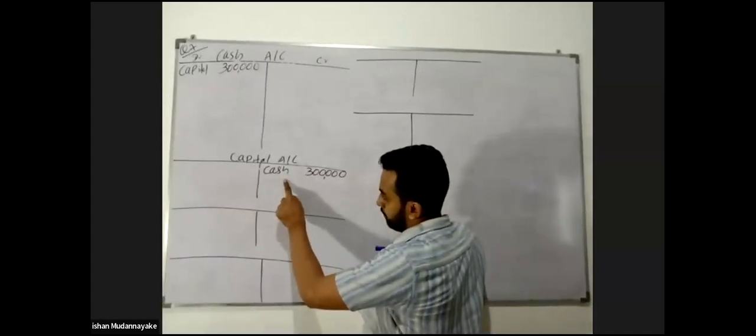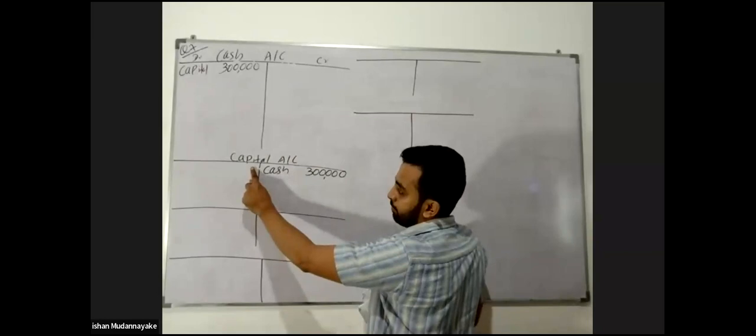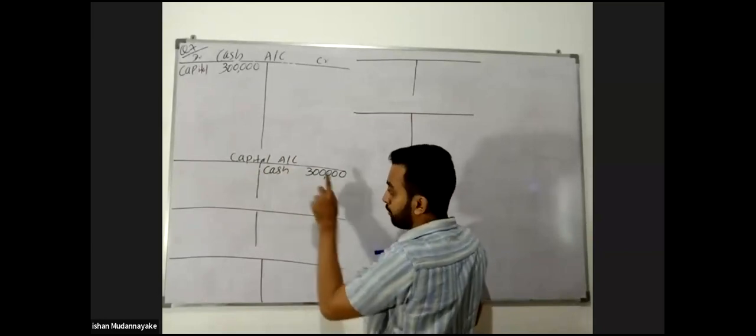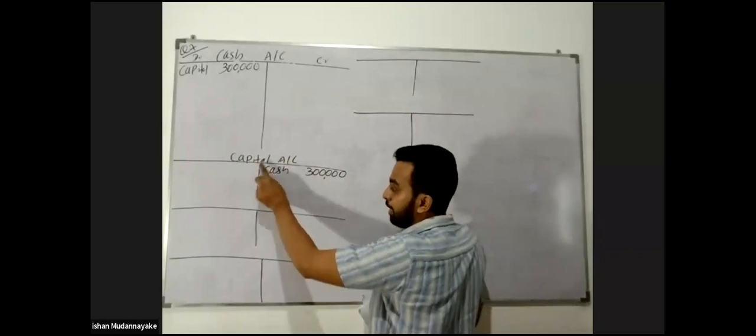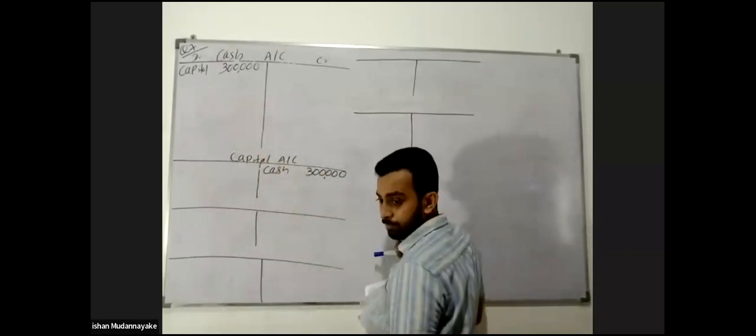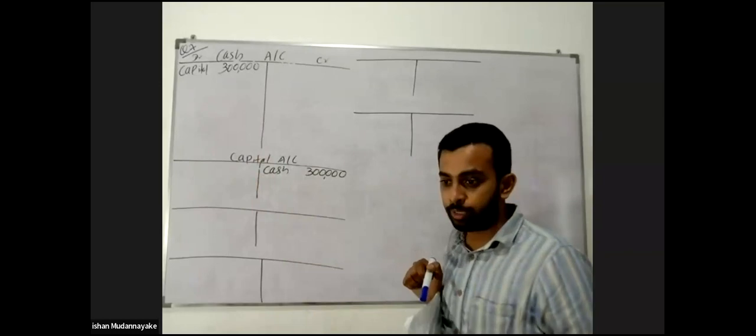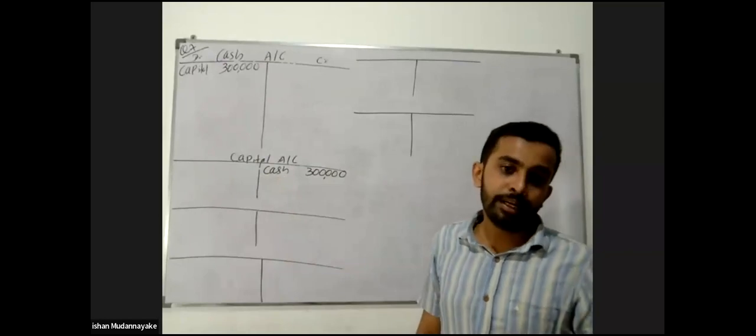Here, cash. Why cash? Here the opposite account name is cash. Cash inflow, therefore cash book debit. If you debit the cash account, definitely you need to credit the opposite account. The opposite account is capital. Then the capital account is credited 300,000, with description cash, the opposite account name. In the cash account, debit 300,000, and the description is capital. Always in the description line you need to write down the name of the opposite account.